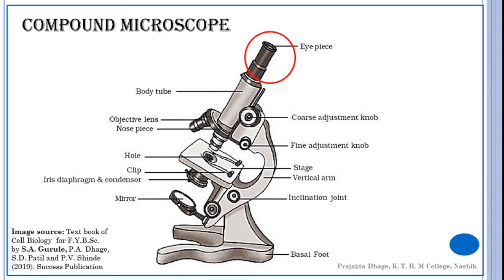The ocular magnifies the image formed by the objective. So the first image will be formed by means of the objective, and that image will further be magnified by means of the ocular. The magnified image is virtual and inverted in the plane of the object.